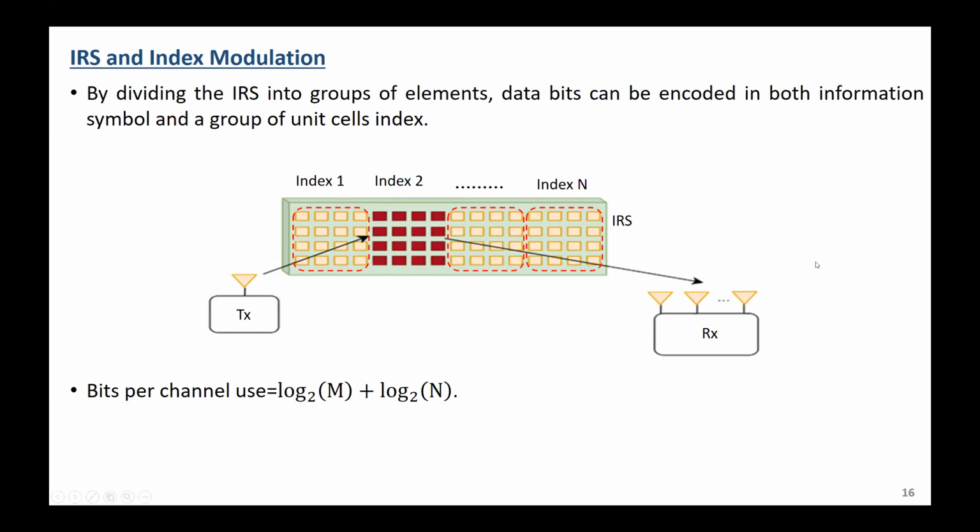By switching on and off, I mean that you set the amplitude reflection coefficient of the element equal to 1 or 0. And of course, you have to design the optimal phase shift for each element. So you can also perform index modulation, but instead of using multiple antennas, using IRS. At this moment, your bits per channel use will go from log2 M in SISO to log2 M plus log2 N.